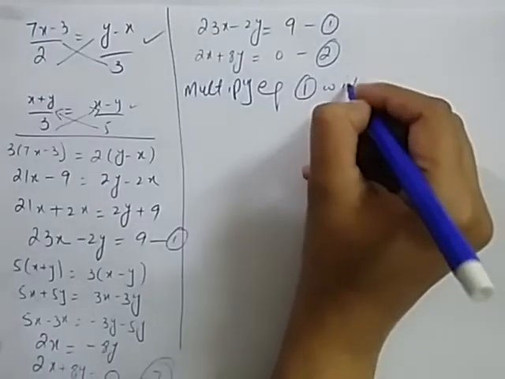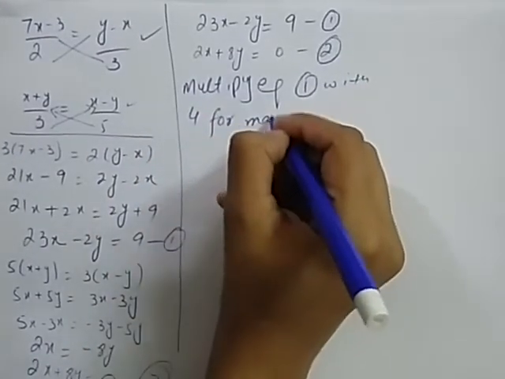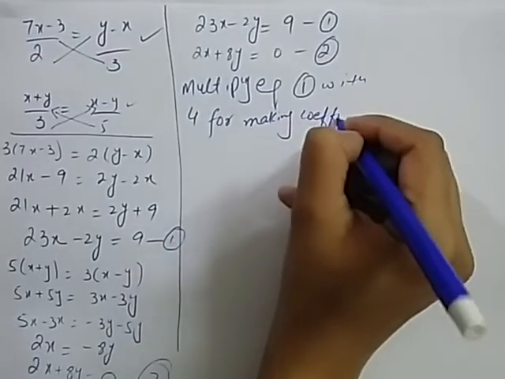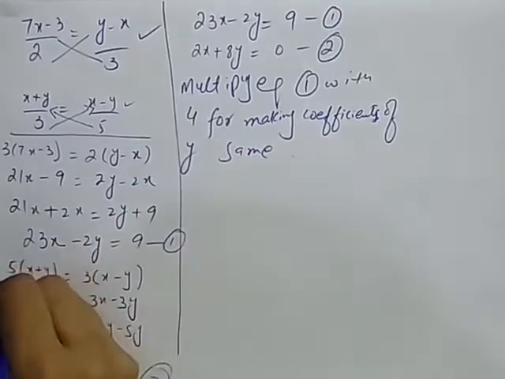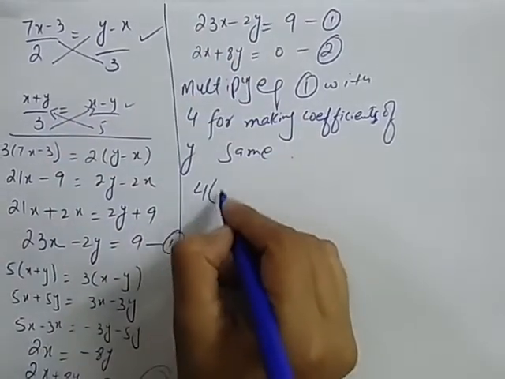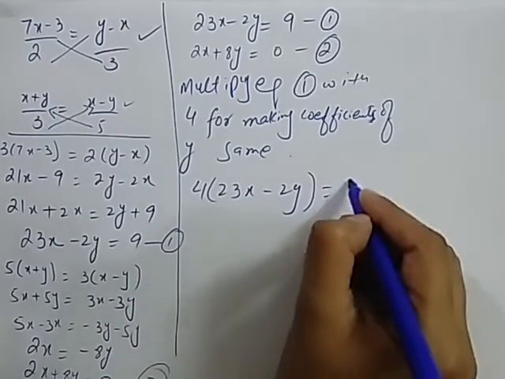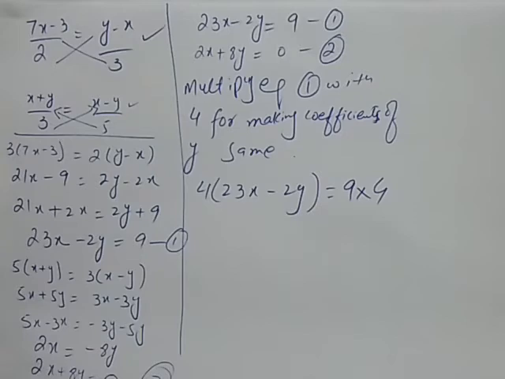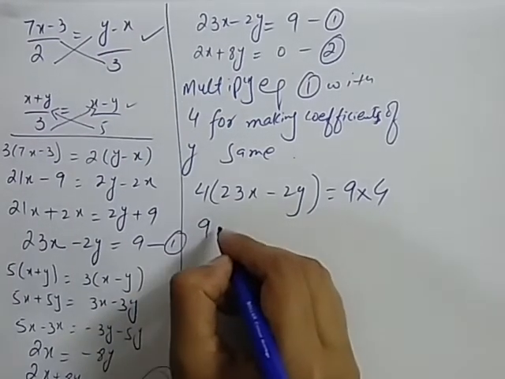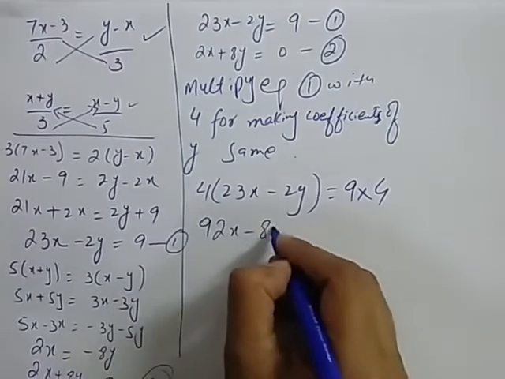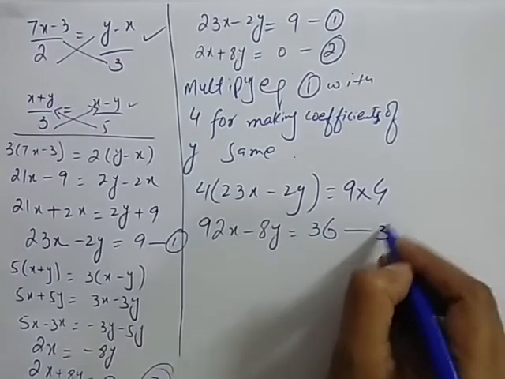the same. So multiply equation 1 with 4 for making coefficients of y same. 23x minus 2y is equal to 9 multiplied by 4. Always remember that whenever you multiply, you must multiply on both sides. So let us open the bracket. 23 multiplied by 4, the answer is 92. 4 2s are 8y is equal to 36. That is equation number 3.